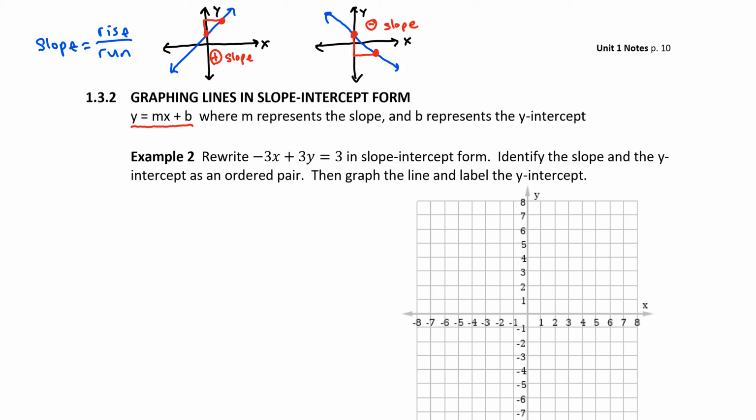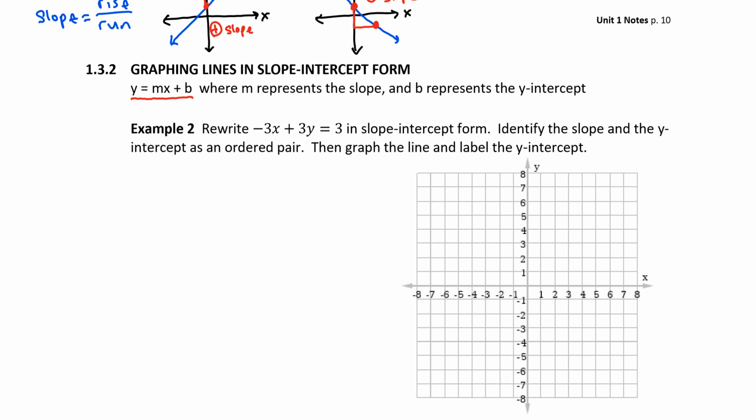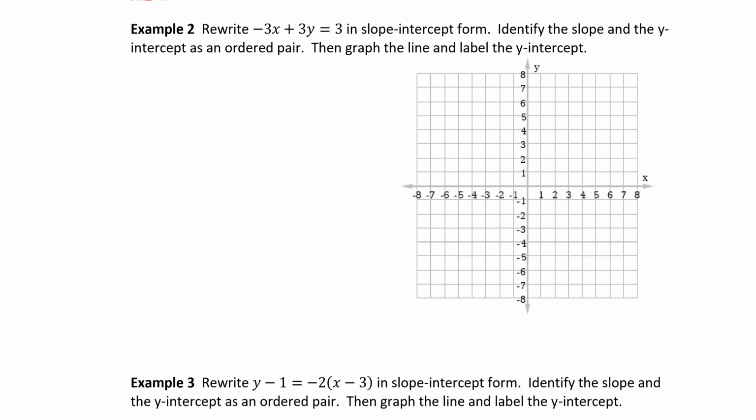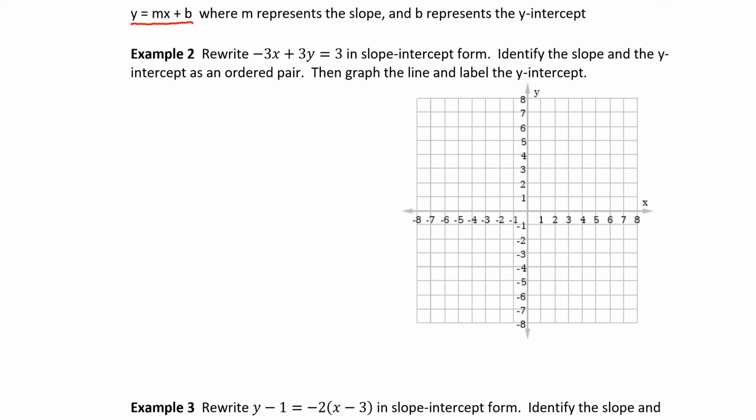Example 2, rewrite negative 3x plus 3y in slope-intercept form. Identify the slope and the y-intercept as an ordered pair. Then graph the line and label the y-intercept. Now, the line at this point is in standard form. Remember, the form ax plus by equals c is called standard form.